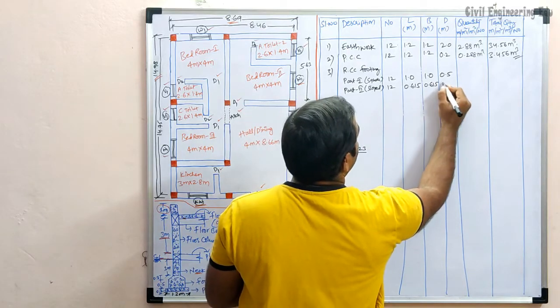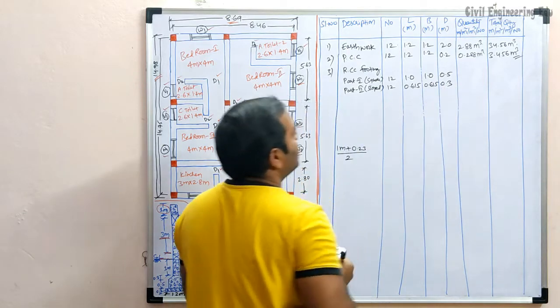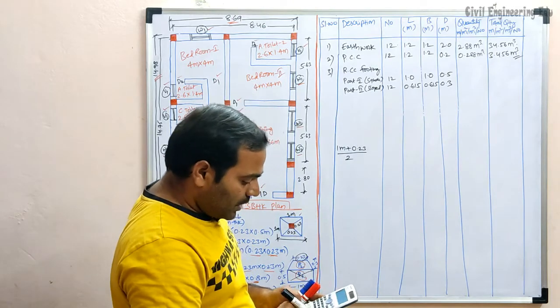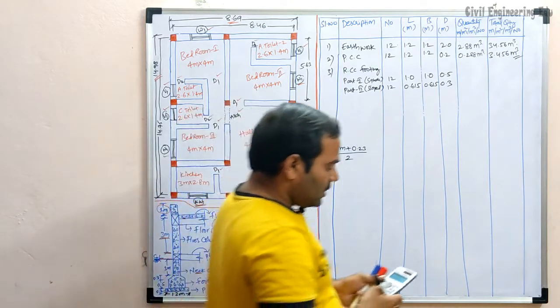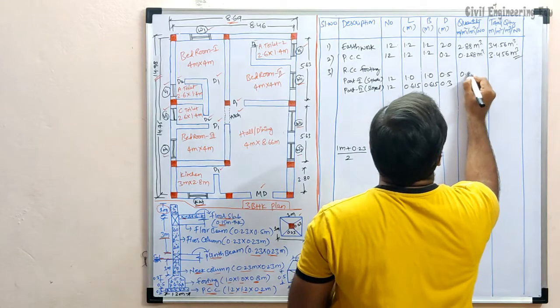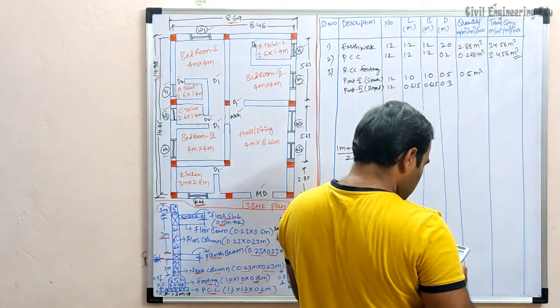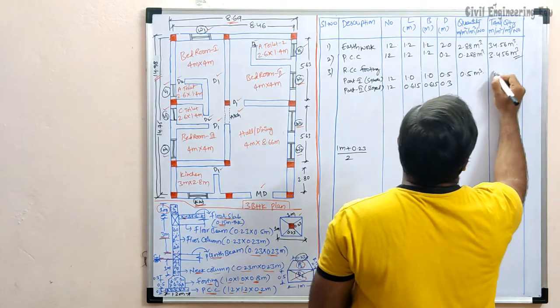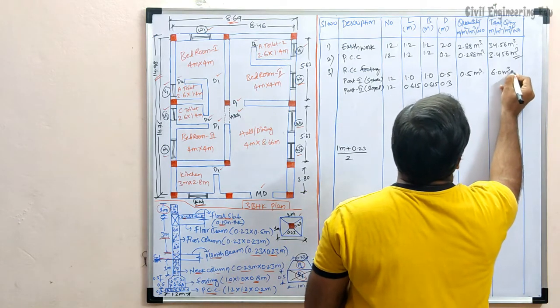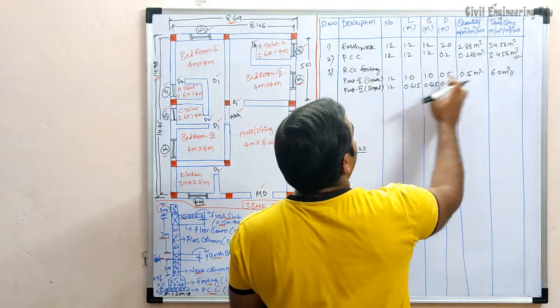So what is the depth of this sloped portion? It is 0.3. For the square portion, 1 into 1 into 0.5, so our answer will be 0.5 only. If we multiply with 12, I will get 6 meter cube as the square portion quantity.